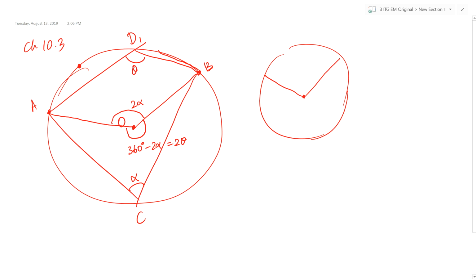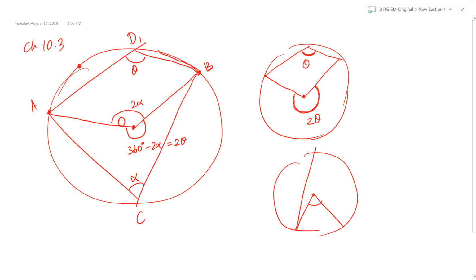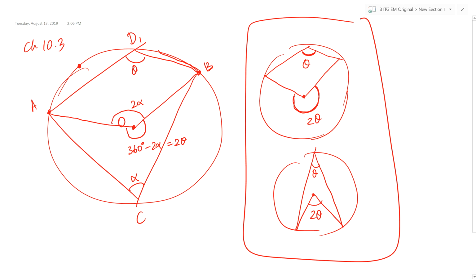So let me draw it out for you this way. This is the angle at the circumference. This is the angle at the center. If this is theta, this is 2 theta. It's the same reason. Angle at center, 2 times angle at circumference. We are not so used to this drawing over here, but we are very used to this one. Okay, theta, then 2 theta. But these two have the same relationship. Okay, now back to this.